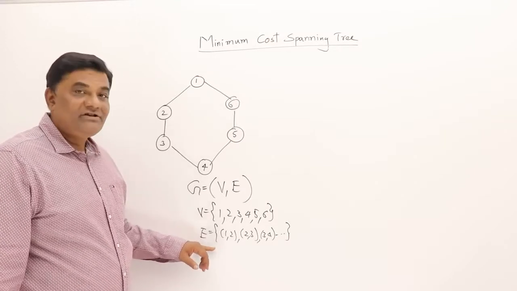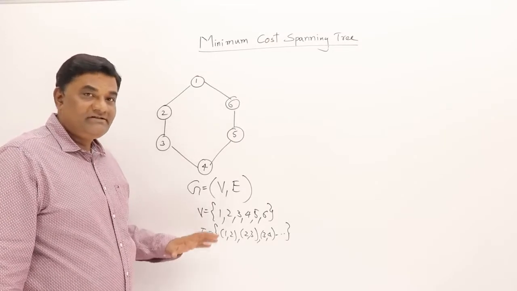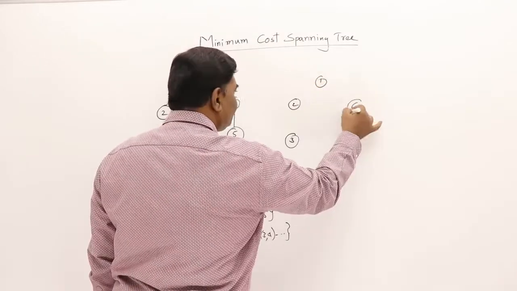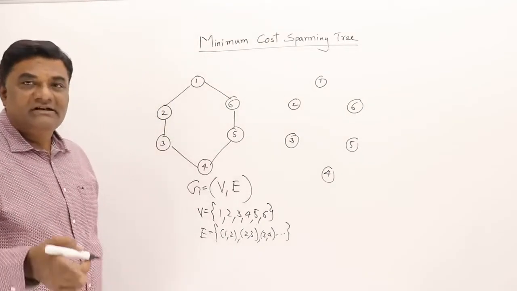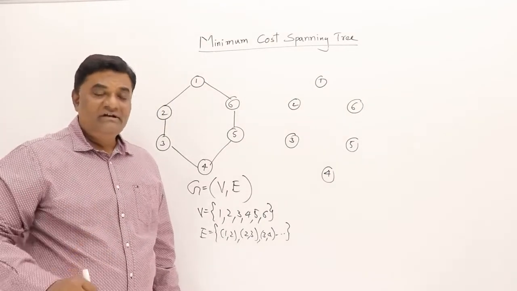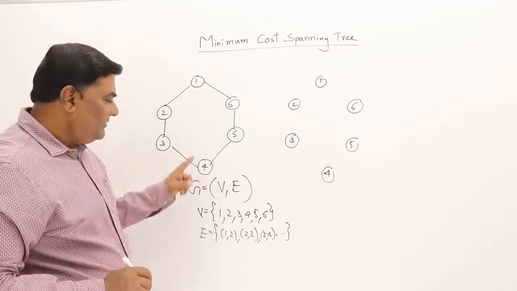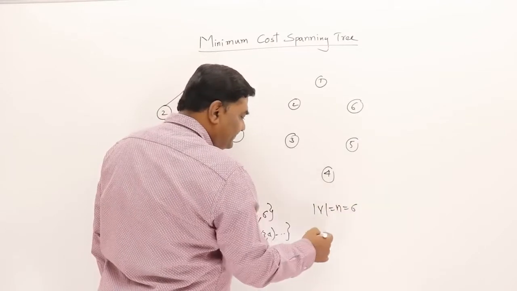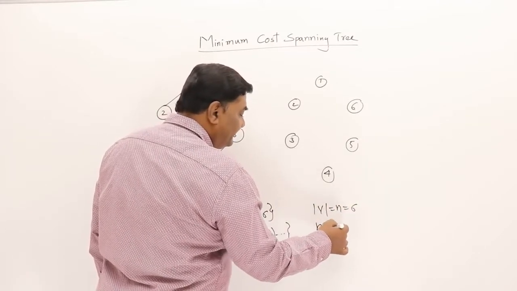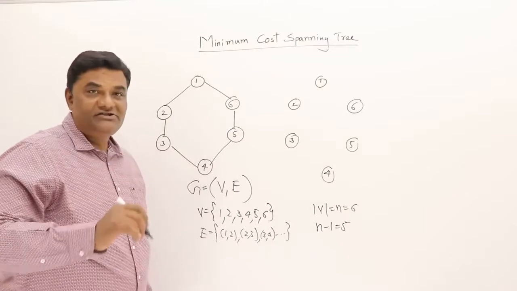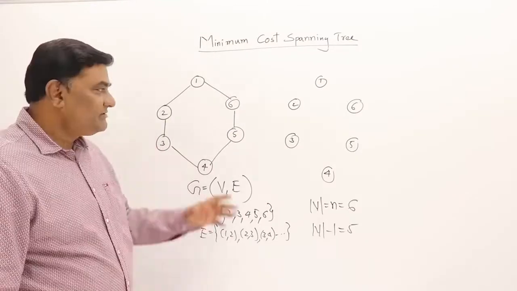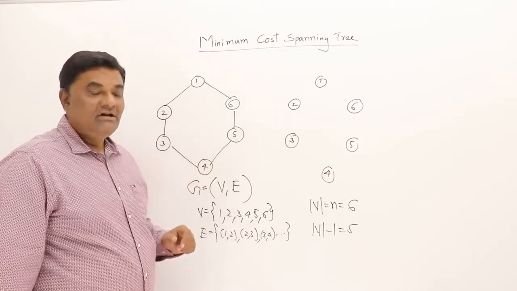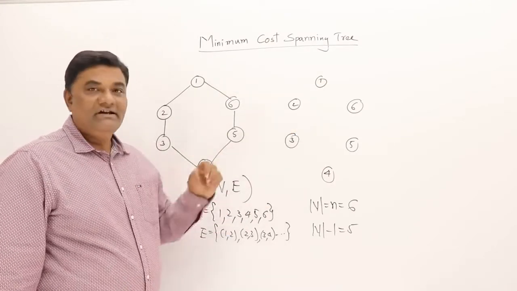So I should take the subset of edges. Vertices must be as they are. So I should take all vertices, 6. Spanning tree means I should take all vertices. Then how many edges? How many vertices do I have? The number of vertices is n, that is 6. So I should take the number of vertices minus 1, that is only 5 edges. A spanning tree is a subgraph of a graph having all vertices but only n minus 1 edges.